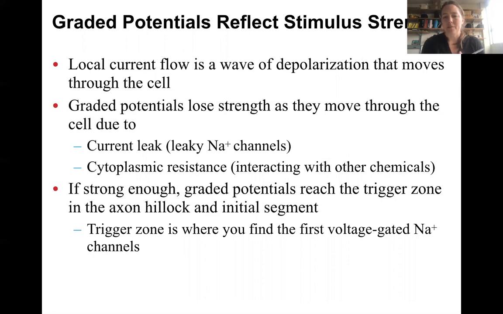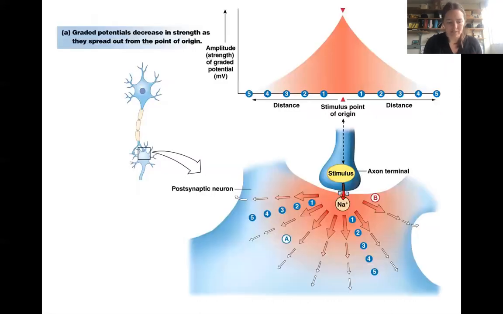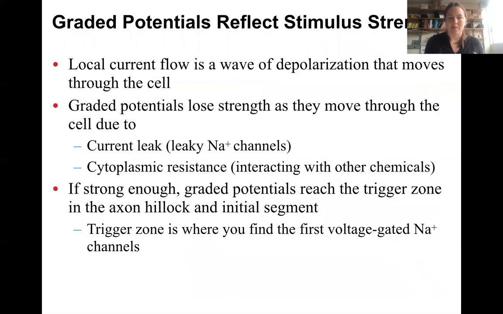And also, some of the sodium, actually, I'm going to go back one. Some of the sodium is lost out leaky channels, which is represented by this here. So there's some sodium that is lost. Other sodium might interact with other things that are in the cytoplasm, things like chloride ions. They may bind together, essentially neutralizing that sodium, or it may interact with other molecules that reduce the sodium signal. That's called cytoplasmic resistance. Basically, the sodium is just kind of captured and bound up with other chemicals, and so it doesn't reach the trigger zone.